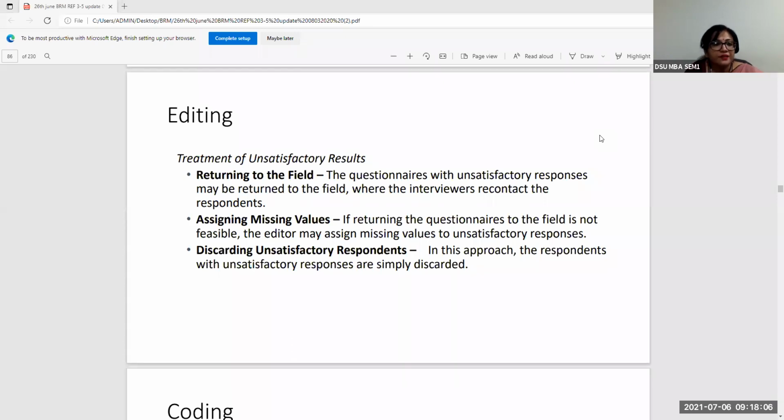The second thing that you need to remember about editing and the treatment of unsatisfactory results would be assigning missing values. So if returning the questionnaires to the field is not feasible, the editor may assign missing values to unsatisfactory responses. So in case it is found that you cannot return back to the field and re-administer the questionnaire to the respondent for whatever reason, right?